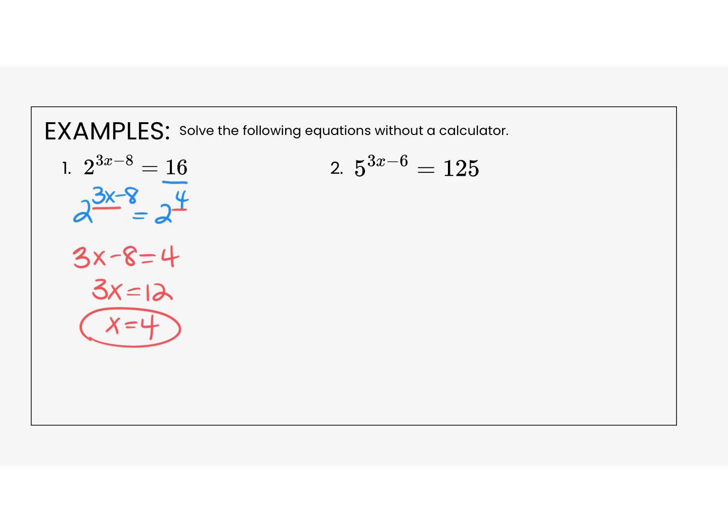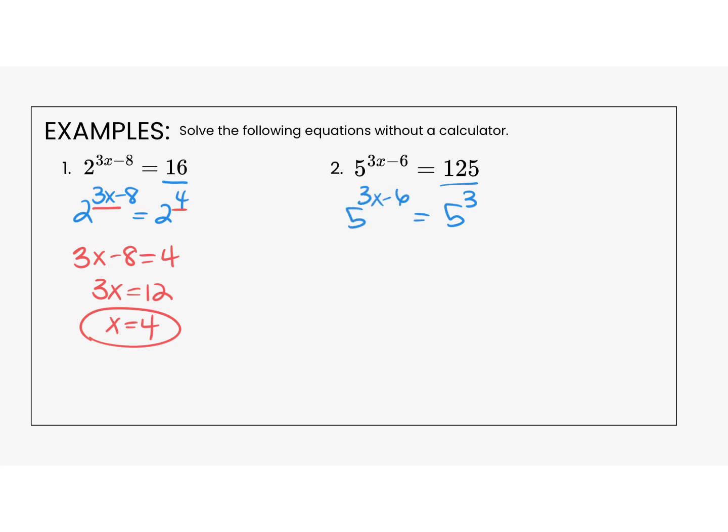Okay, so we might have to rewrite something as a power in order to make this work. It's not always just going to be given to us as the same bases. Okay, so let's look at number 2. Same idea. I have 5 to the power of 3x minus 6 equals 125. Again, they do not have the same base, but we can write 125 as 5 to the third power.